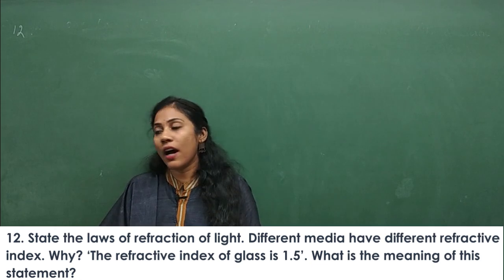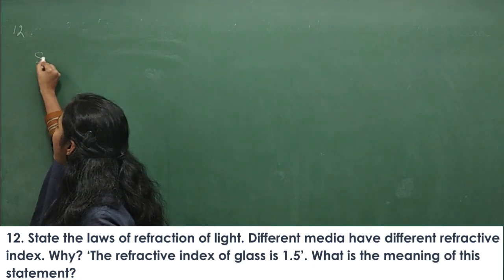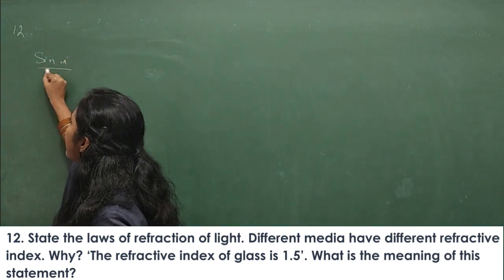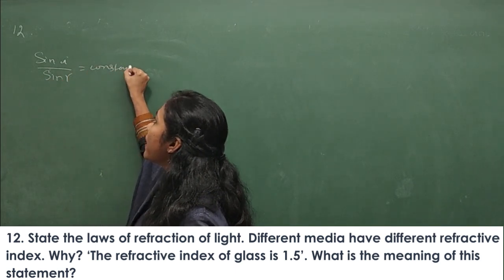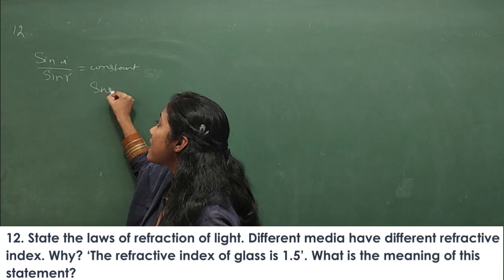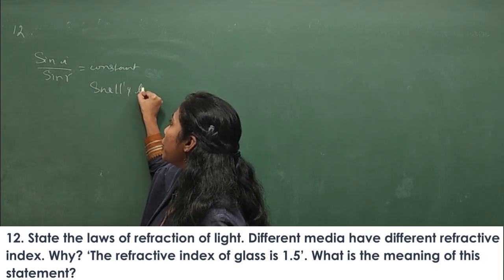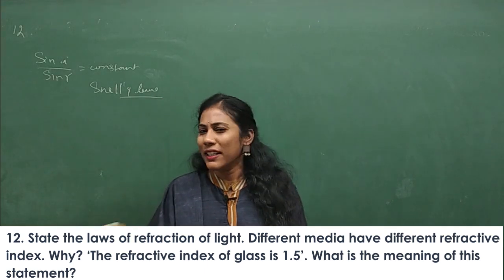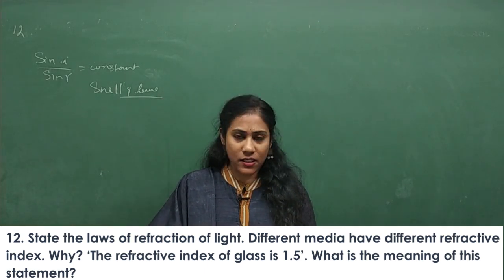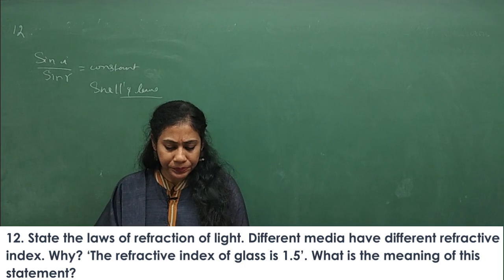What is the second law? Sin i by sin r is equal to a constant, isn't it? Which we also call Snell's law. So these are the 2 laws you can mention as laws of refraction. Direct question. Next, continuation of the question.